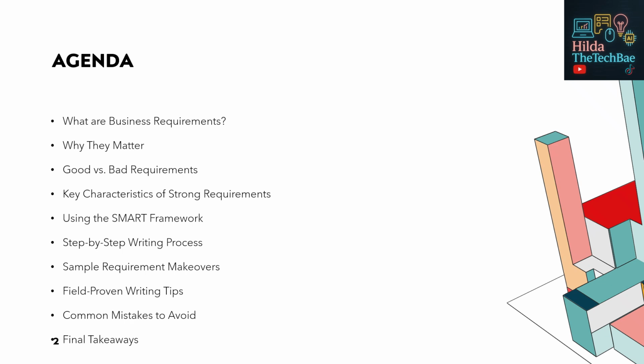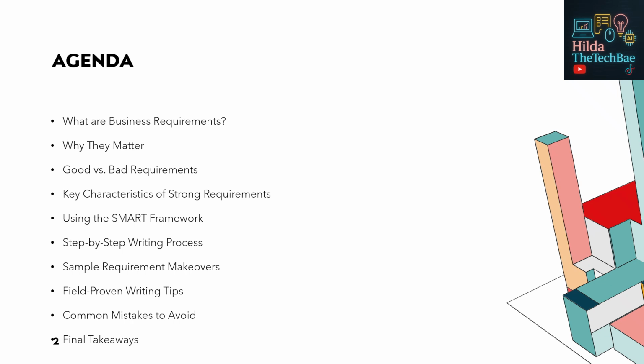So what are we going to be covering today? In today's section, we will first start with the basics, which is what are business requirements? What are they really? And why are they so important? Then I will take a look at what makes requirements strong versus weak and how you can use the SMART criteria to tighten your writing of requirements. Then I will walk you through a simple step-by-step process that you can follow to write better requirements every time.